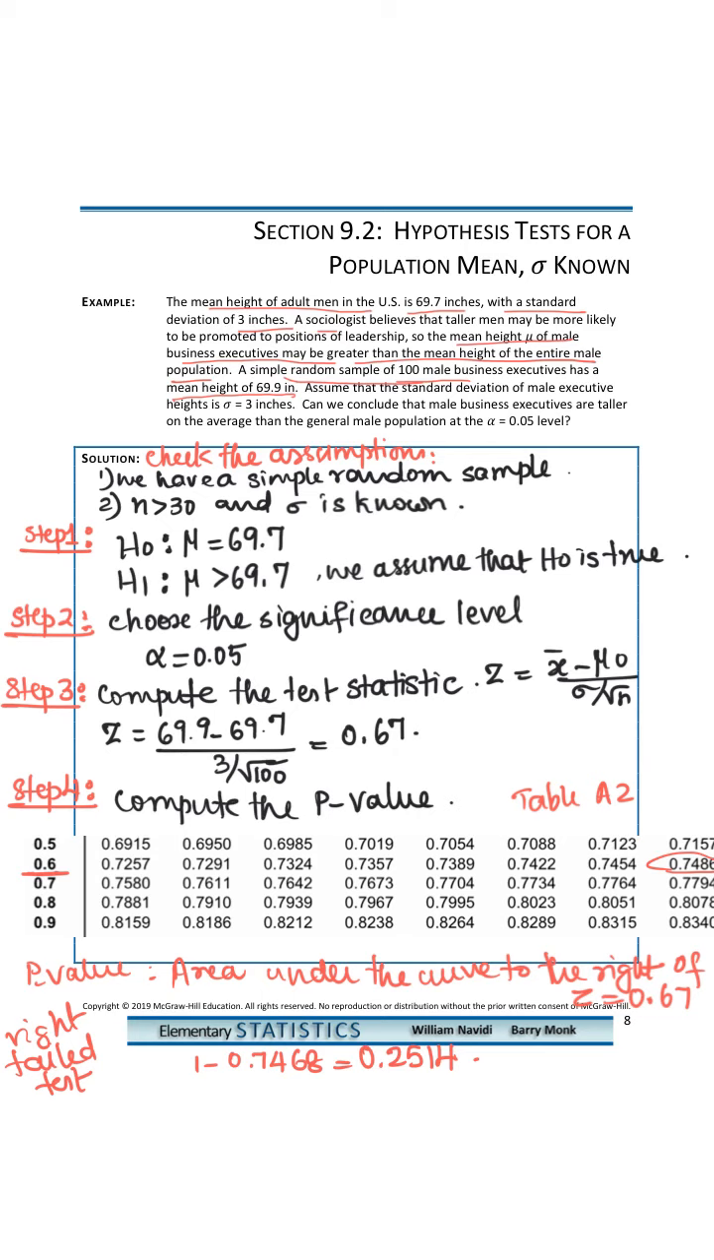Since the alternate hypothesis is mu greater than 69.7, this is a right tail test. So the p-value is the area under the right side of z equal 0.67. Use the table to find the area on the left side of z equal 0.67 and subtract that from 1 to get the p-value. So this is the p-value.